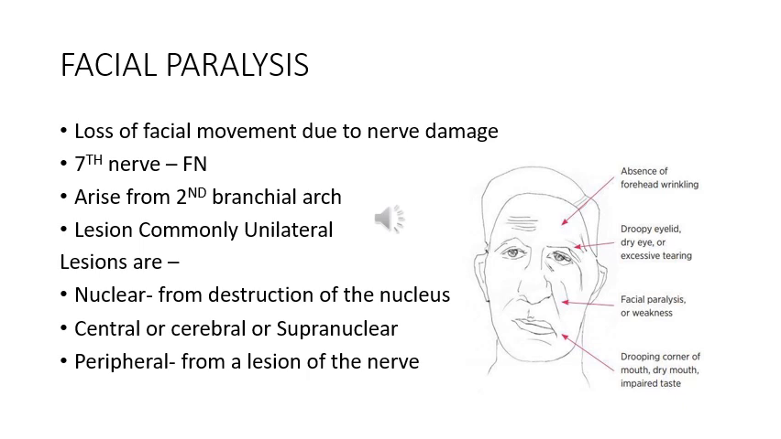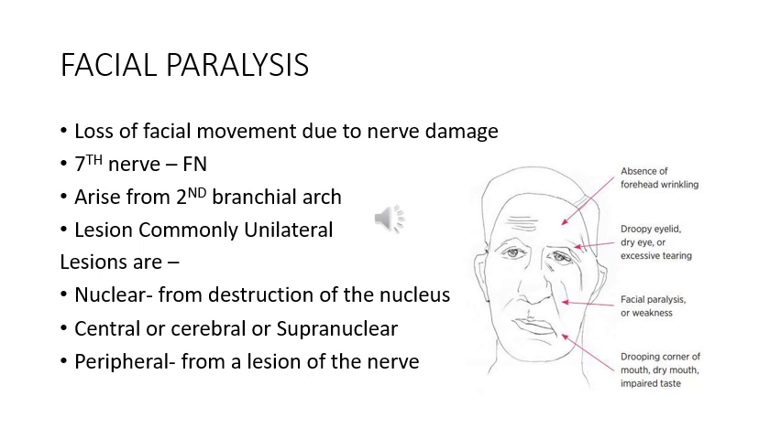And the lesion of facial paralysis is commonly unilateral, that is one side of the face is affected. That's why it's correlated to ardhita. And the lesions can occur at the level of the nucleus, above the nucleus, or below the nucleus. The nucleus of this facial nerve is situated in the lower pons.